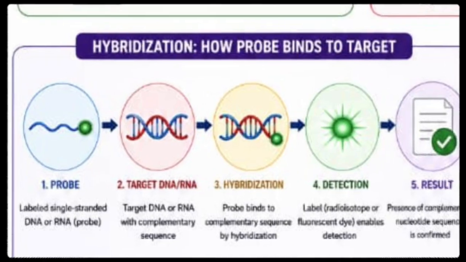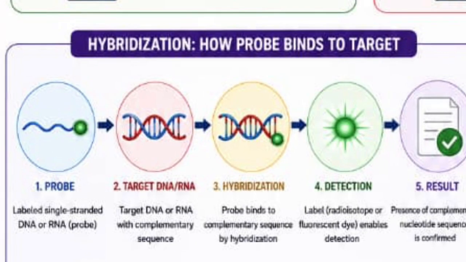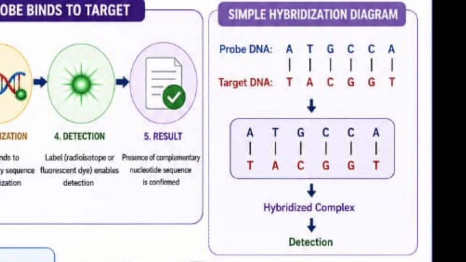And now, hybridization: how the probe binds to the target. Remember, I told you, you take a probe, put it to the target DNA, and it binds by hybridization. You detect using what? Fluorescent dye or radioactive isotope, and you record your result. Hybridization means that it must be complementary. If you have a probe which is ATGCCA, and you are sending it into a DNA sequence, it must bind to TACGGT. You get it now? That is how it is. So the binding is by what?